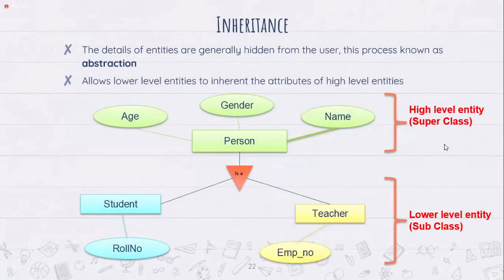Right. Now let's move to inheritance. When you use all the above features, that means generalization and specialization of the ER model, in order to create classes of objects. When you learn about Java, about objects, in object-oriented programming, we need to draw the objects. The details of an entity are generally hidden from the user. It happens, right? Now you are using Facebook, but you don't know anything about the database. Those are hidden details. This process we call abstraction.